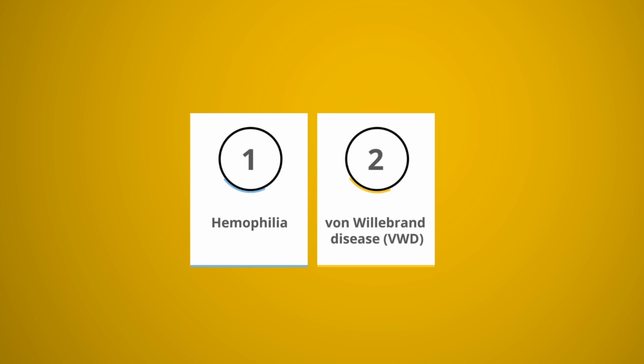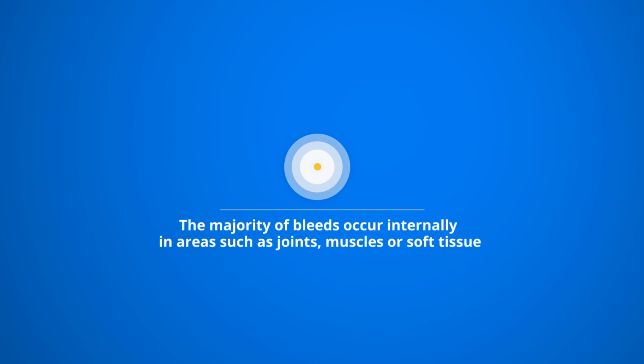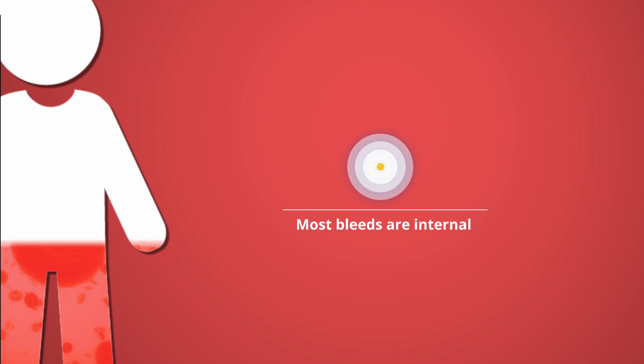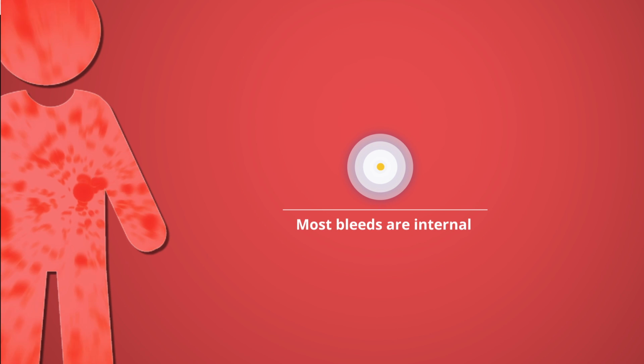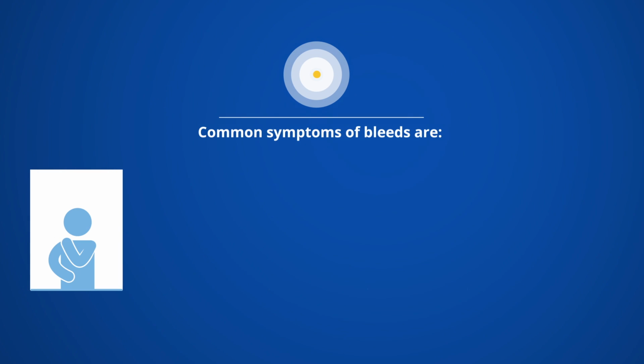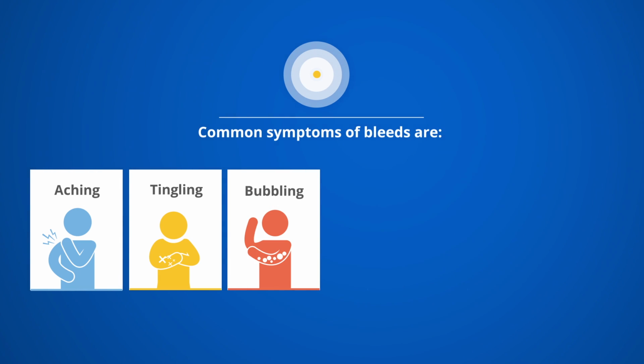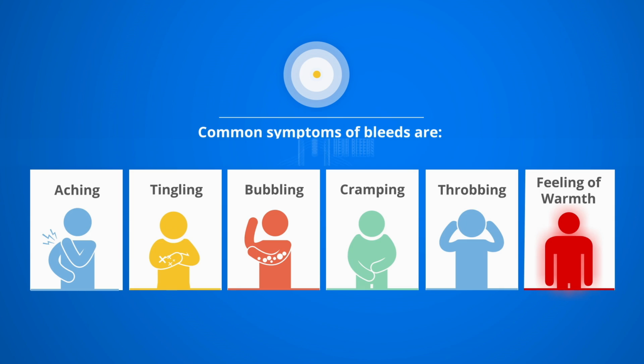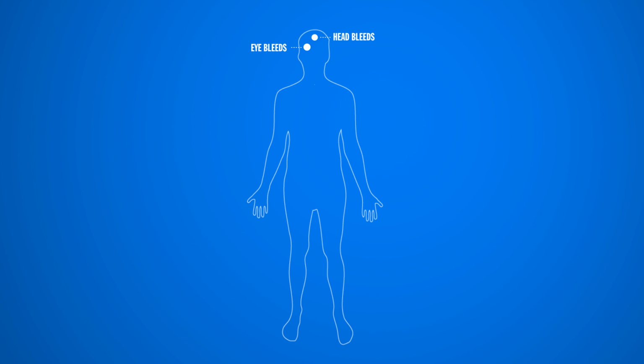The two most common types of bleeding disorders are hemophilia and von Willebrand disease, and each has varying levels of severity. The majority of bleeds occur internally in areas such as joints, muscles, or soft tissue. Because most bleeds are internal, you may not recognize that your student is having a bleeding episode. The common symptoms of bleeds are aching, tingling, bubbling, cramping, throbbing, and feeling of warmth in the area of the bleed. Life-threatening bleeding occurs in the head, eyes, neck or throat, abdomen or stomach, kidney or bladder.